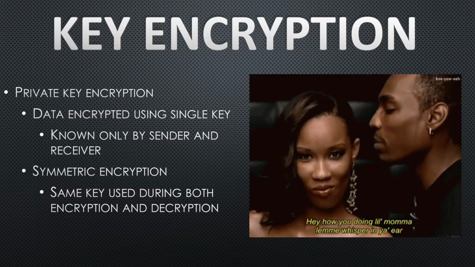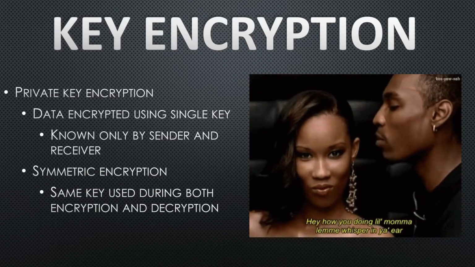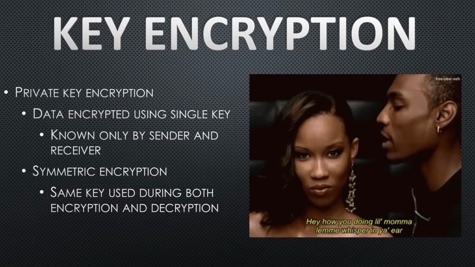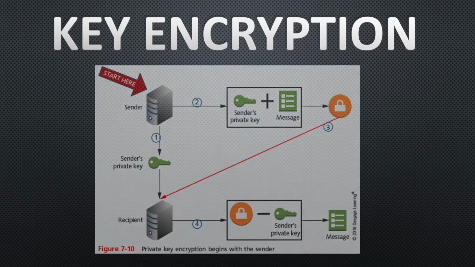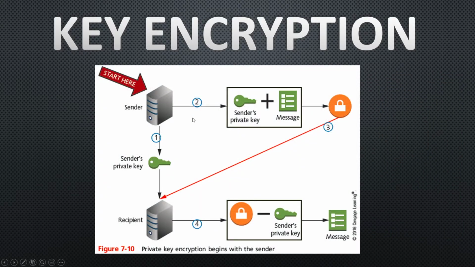So a single key is known by the sender and the receiver, and the same key is used on both ends. But how do we do that? We start with this message. First thing we do is we go, hey bud, I'm going to send you a message. I'm the sender, and first thing I give you is the private key. I'm like, okay, you got the key? You got the key? Cool.